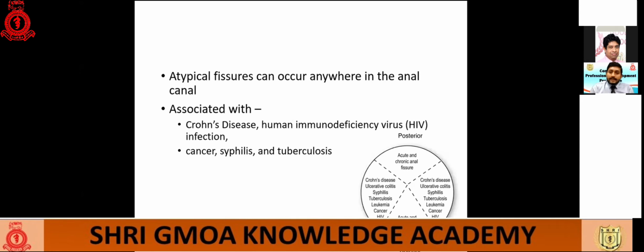Then there's an entity called atypical fissures. These atypical fissures are associated with other diseases like Crohn's disease, HIV, cancers, syphilis, and tuberculosis. So you have to have a rough idea if a patient presents with an atypical fissure. How are you going to identify an atypical fissure? Usually typical fissures occur at the 6 o'clock and 12 o'clock positions. If there are fissures which occur in other areas of the anal canal, most likely it can be an atypical fissure.